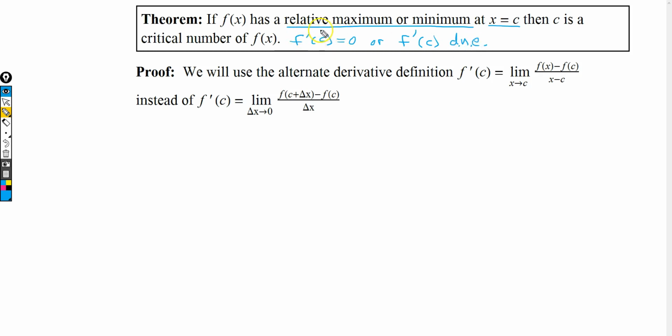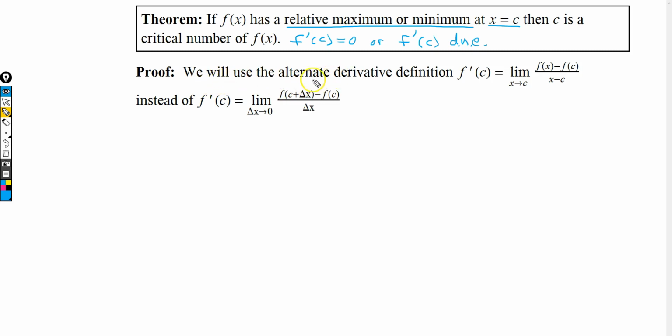So if the function has a relative maximum or minimum at c, then f prime of c is equal to 0 or f prime of c does not exist. In other words, c is a critical number. That's a very important theorem because that's going to help us to develop a technique to find relative extrema. Now let's take a look at the proof of this.